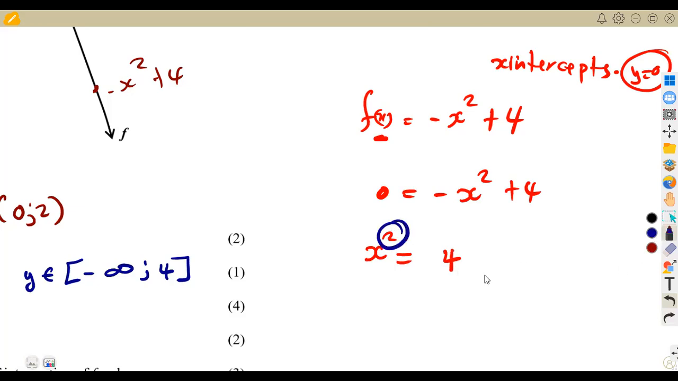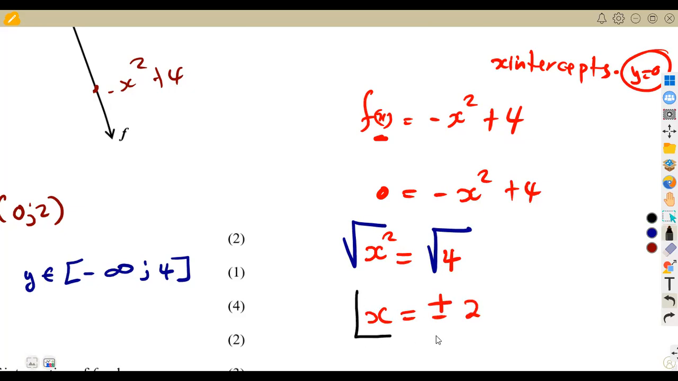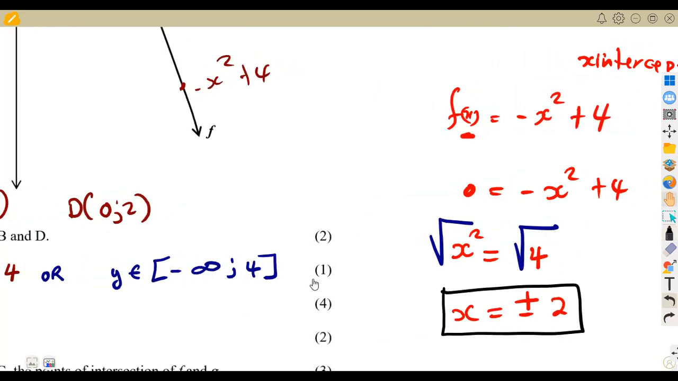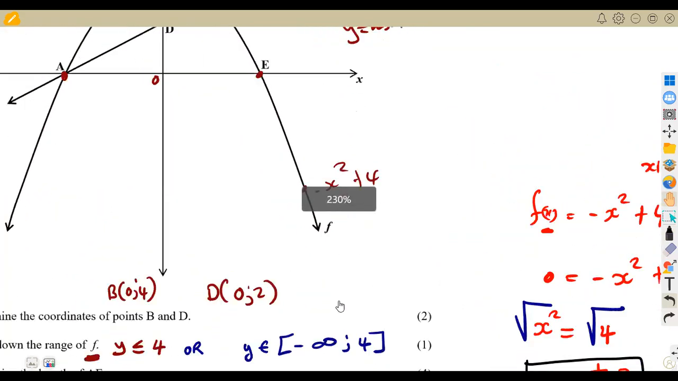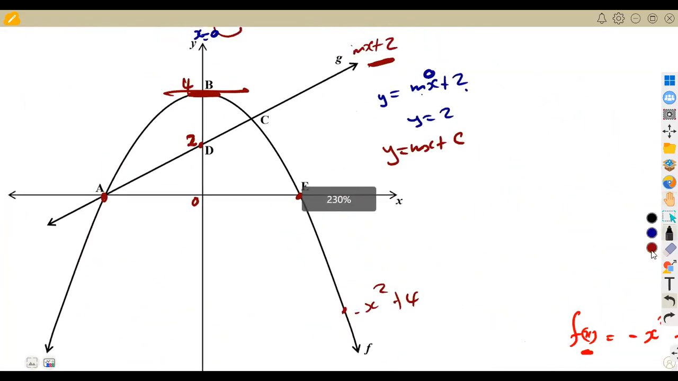To find the value of x, whenever you're given a square, you introduce the square root on both sides. So x is going to be the square root of 4, which is plus or minus 2. These are the x values that we have at plus or minus 2. By comparing these values, we can see that the -2 is on this side from the 0 going to the left. These are negative. So at A, we've got -2. At E, we've got a +2.